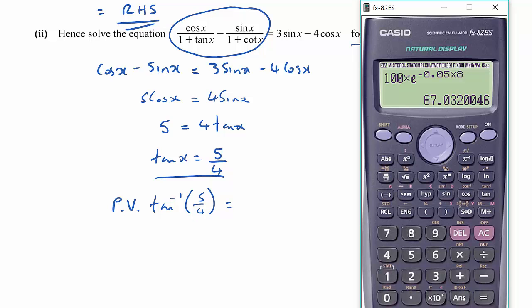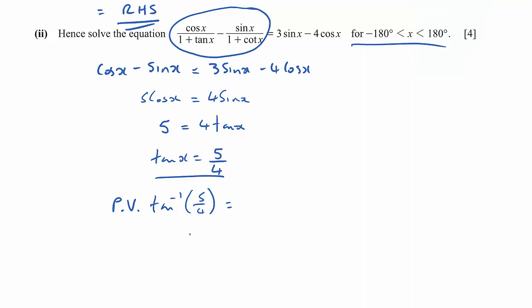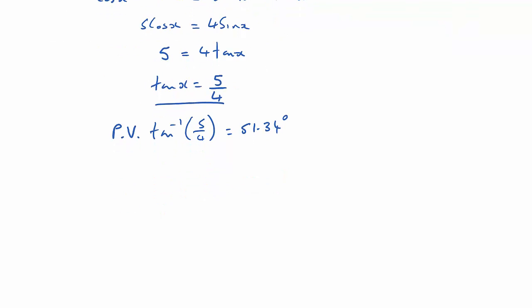So our principal value is going to be the inverse tangent of 5 over 4. And I think my calculator's in radian mode and we're solving in degrees. So let's just quickly change to degree mode. And then we'll do the inverse tan of 5 over 4. And that's 51.34 degrees. So that's our principal value, and that enables us to draw a CAST diagram.